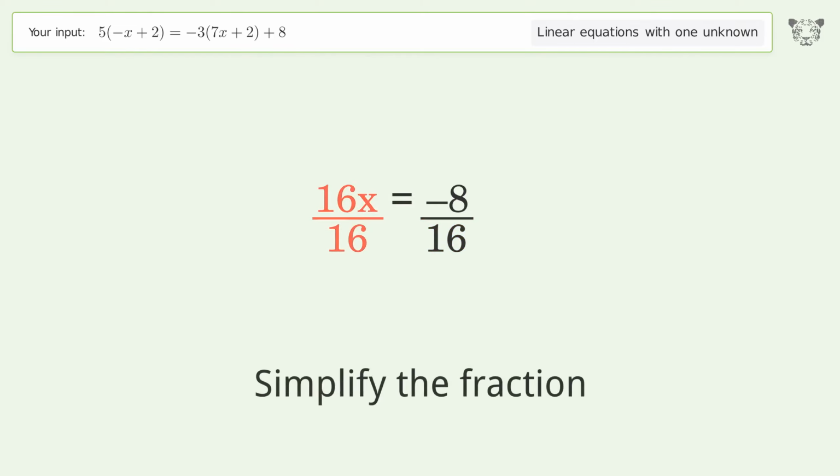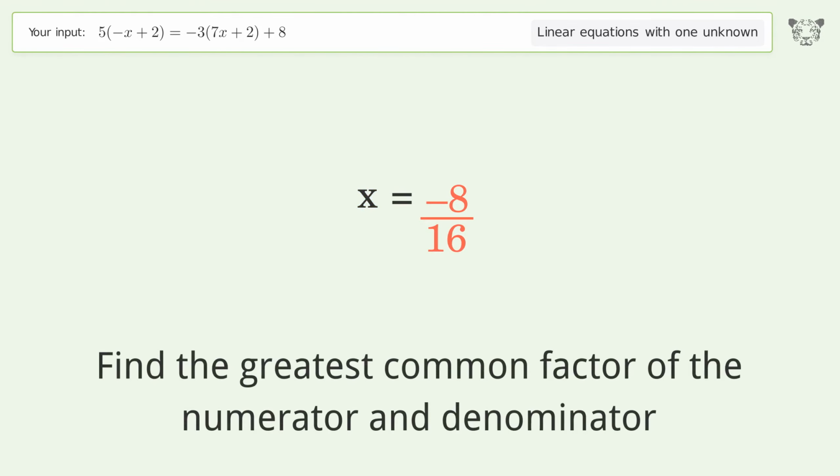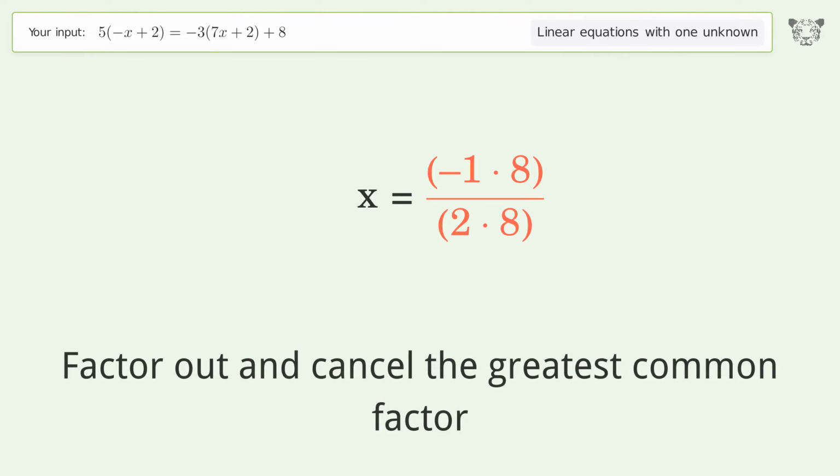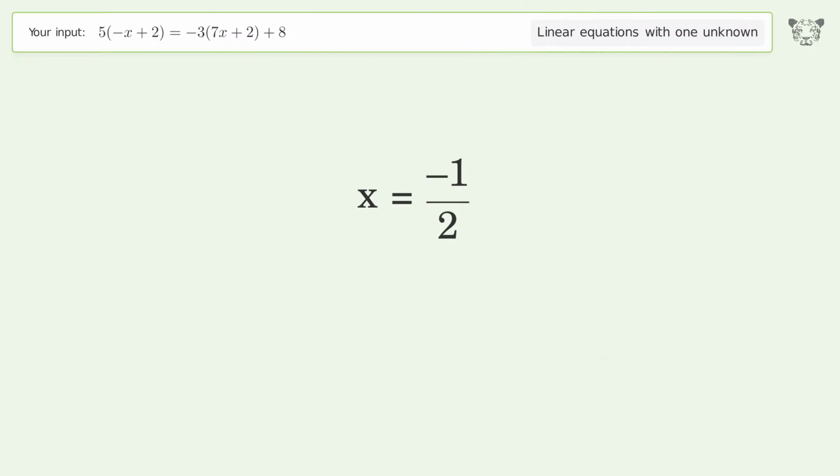Simplify the fraction. Find the greatest common factor of the numerator and denominator. Factor out and cancel the greatest common factor. And so the final result is x equals -1/2.